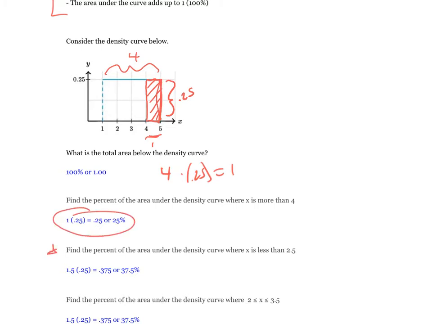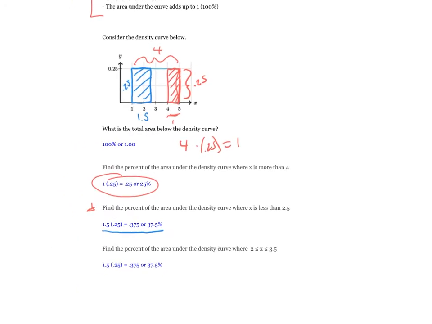Going to this question, find the percent of the area under the density curve where x is less than 2.5. I'm going to change colors to highlight. 2.5 is here, and that goes down to 1, so it's this area right here. So the length is 1.5 and the width is 0.25. So 1.5 times 0.25 is 0.375. So a density curve just allows us to compute the area, and that turns into a percentage of the data that's in that region.